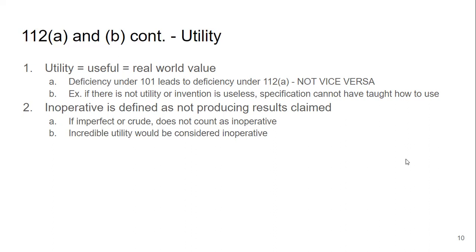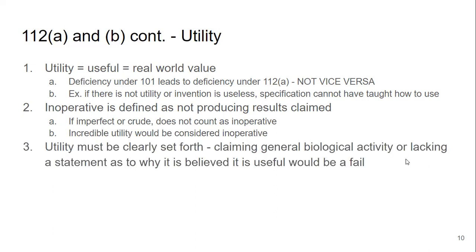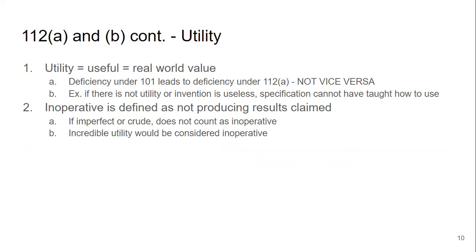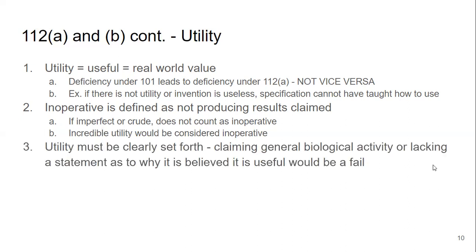An incredible utility would also be considered inoperative. Some examples given are a flying machine with flapper wings, something like learning to fly, or changing the taste of food with a magnetic field, right? These are incredible utility because they're impossible.